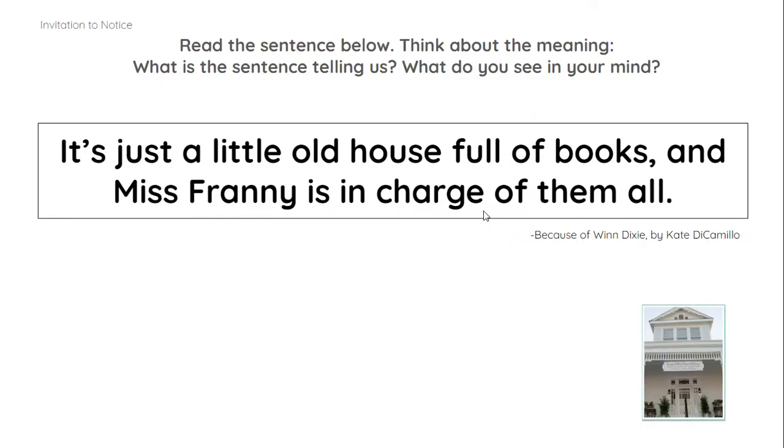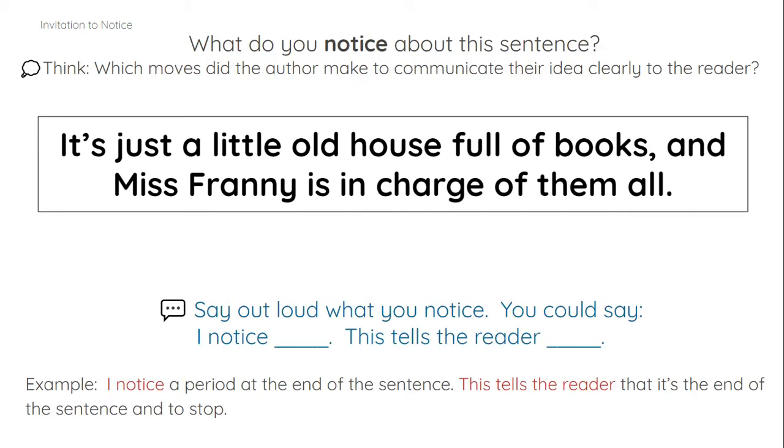Read the sentence below and then think about the meaning. So we're just going to kind of look at this sentence. It's just a little old house full of books, and Miss Franny is in charge of them all. Okay, so picture that in your head. A house full of books, and one person is in charge of them all, kind of like a library. What do you notice about this sentence?